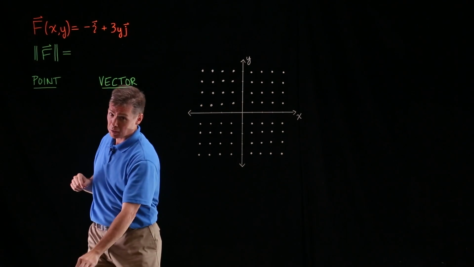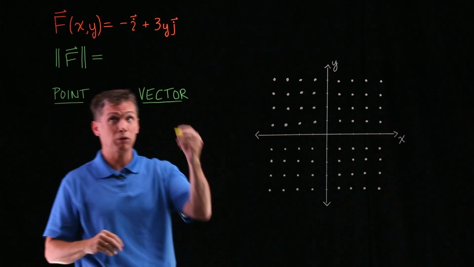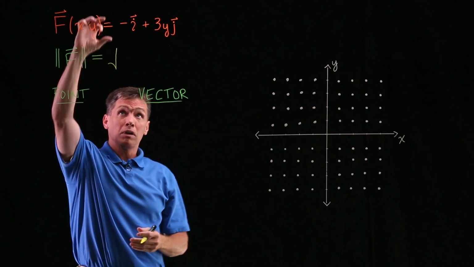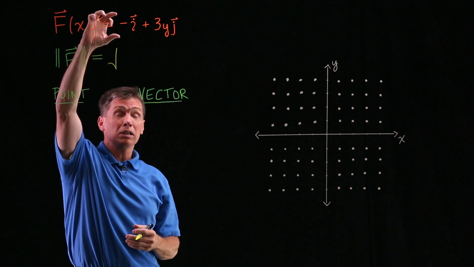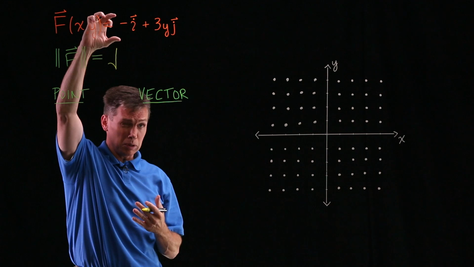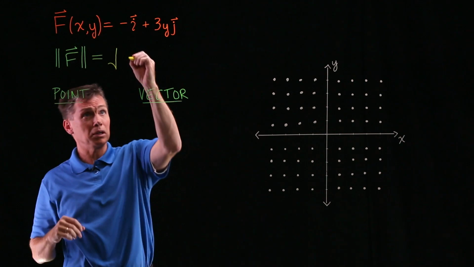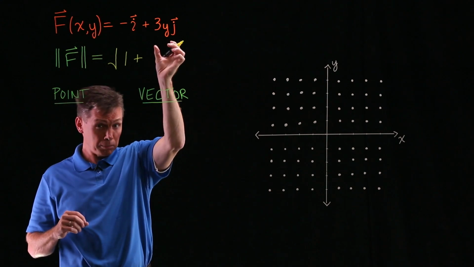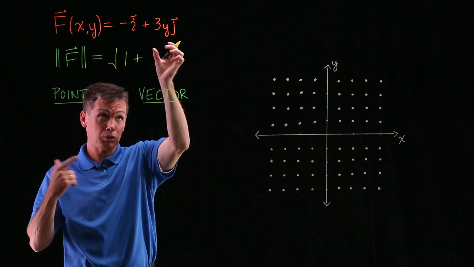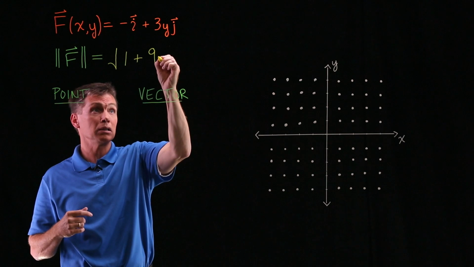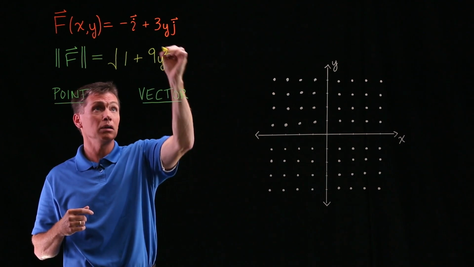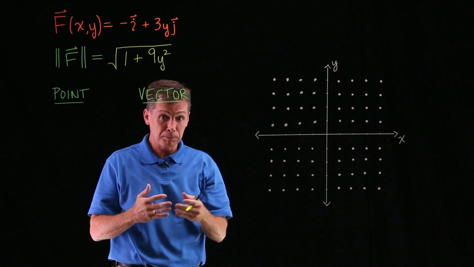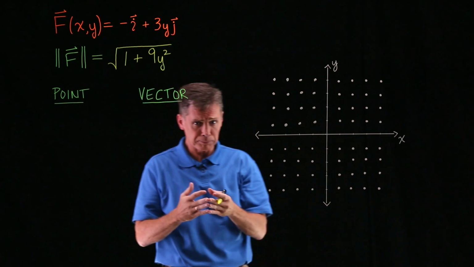So we'll begin by finding that magnitude, which you know how to do, right? It's the square root of, and then you're looking at your component for the i vector, which is -1 here, but you square it, so I get a +1. Then you add, we look at the j component, which is 3y, but square that, and we get 9y squared. I'm going to close the radical, and that's my answer for the magnitude.